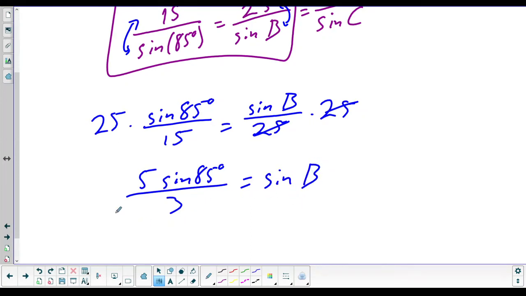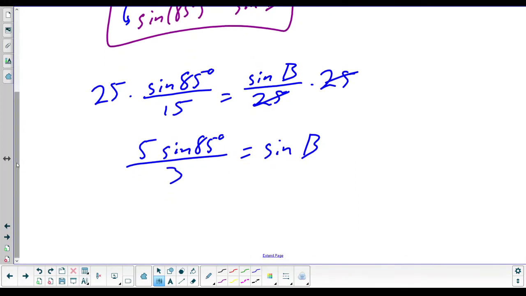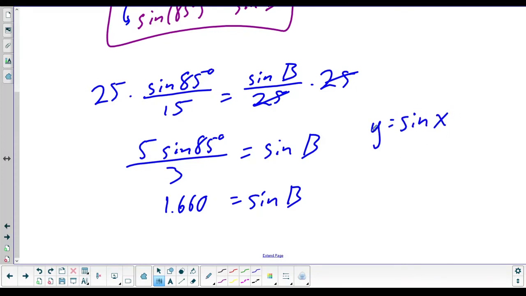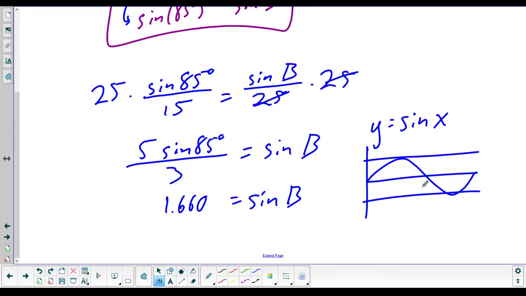So what we're going to do is plug this into our calculator, and we'll see why this is a problem. When we plug 5 times sine of 85 degrees over 3 into our calculator, what you get is about 1.660. Okay, let's stop and think about why this is a problem. Sine as a function, y equals sine of x. If you graph this regular plain old sine function, you're going to get this thing. And remember, it has a min and a max of 1 and -1 respectively.